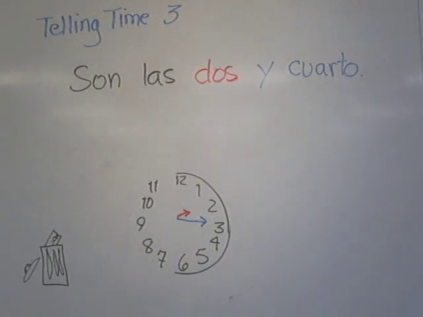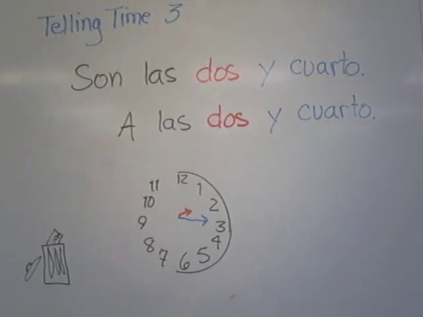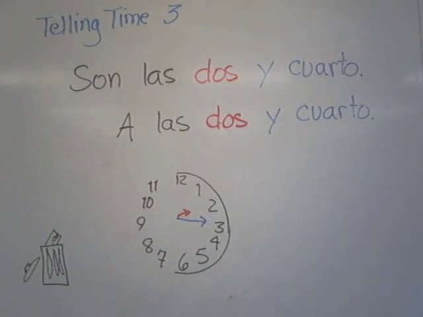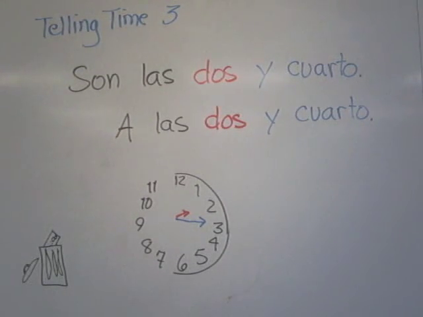So if it's 2:15 right now, I can say son las dos y cuarto. Literally, it's 2 1/4. Or if I'm going to do something at 2:15, I'd say I'm going to do that a las dos y cuarto, at 2 1/4. We would say at 2:15 in English.